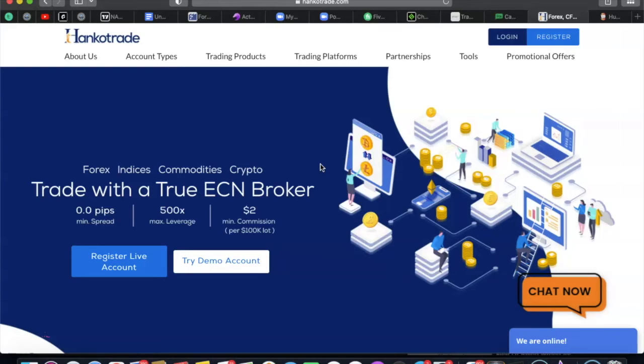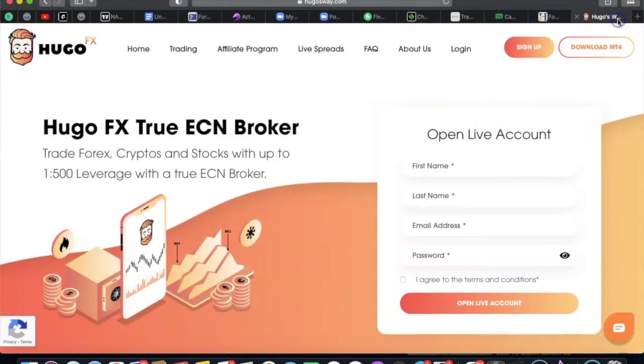So the lot sizes that you would use for Forex pairs, let's say if you have a $100 account, 0.01, a $1,000 account, 0.10 lot size, are the exact same with US30. So you guys can actually trade US30 with like $100 or $200, versus other brokers. Like the lot size for Hugo's Way is completely different. If I have a $1,000 account and I'm using a 0.01 and I take a 1,000 pip hit, I'm going to lose $100. But if I have a $1,000 account on Henko Trade and I'm using a 0.01, I'm only going to take like a $10 loss.